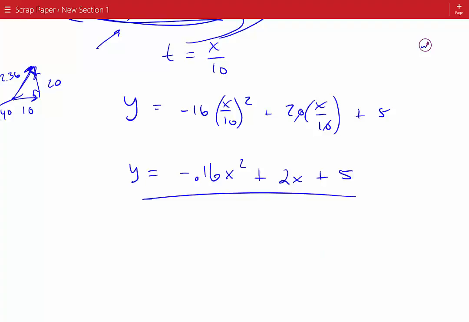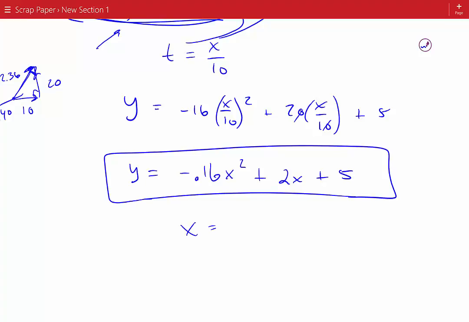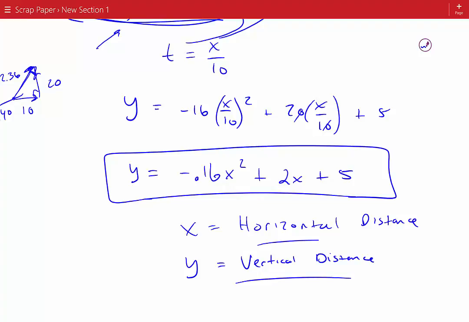and I get this quadratic right here. So this is the actual quadratic where x is the horizontal and y is the vertical. So that's called eliminating the parameter, which is helpful as well. Now that's pretty much the whole lesson.